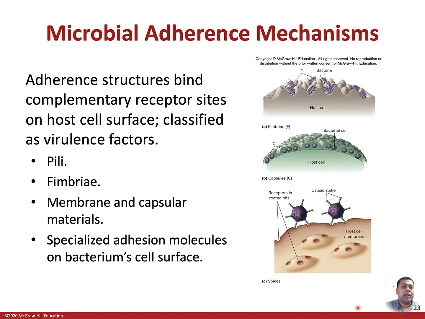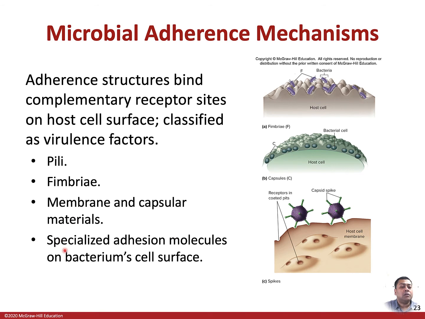So here we are looking at some of these adherent structures, which we talked about in the last slide. These bind to the complementary receptor sites on the host cells, classified as virulence factors. This could be pili, fimbriae, or the membrane and the capsular material. When we talked about the bacteria, remember that we talked about two types of capsular material. A capsule is very specific and tight, whereas a slime layer is made up of the glycocalyx, which is much looser. Both slime layer and the capsule could be the adherence factor.